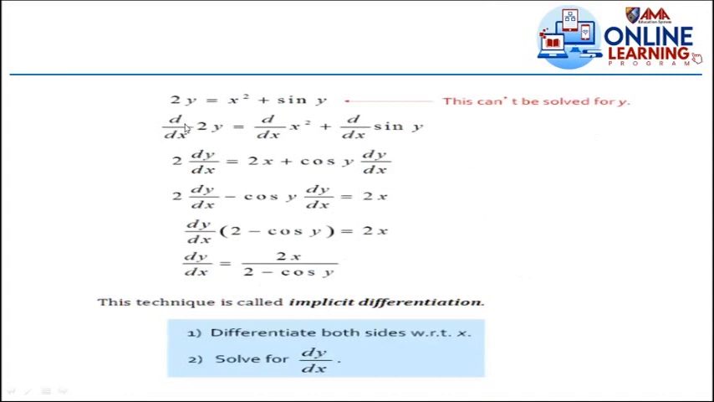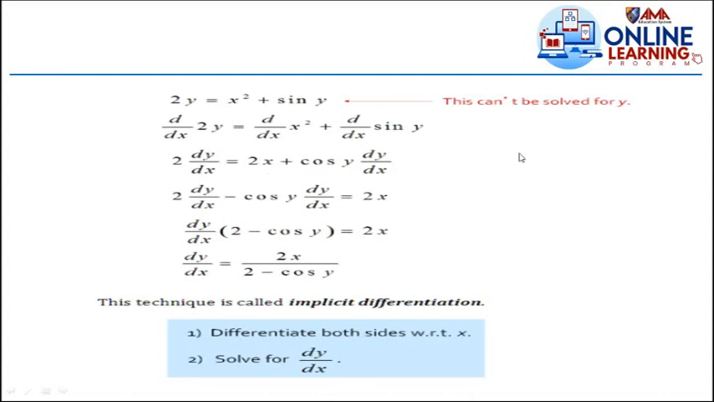So the derivative of 2y with respect to x is equal to the derivative of x squared with respect to x, minus the derivative of sine y with respect to x. So we have 2 dy/dx. The derivative of 2y is 2, and dy/dx is equal to 2x, the derivative of x squared. The dx/dx cancels, so what remains is only 2x.